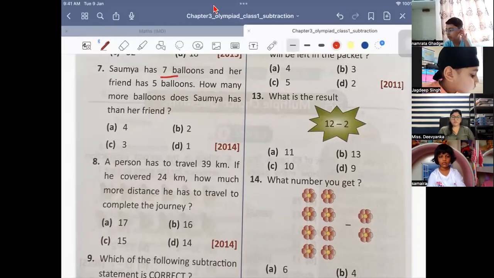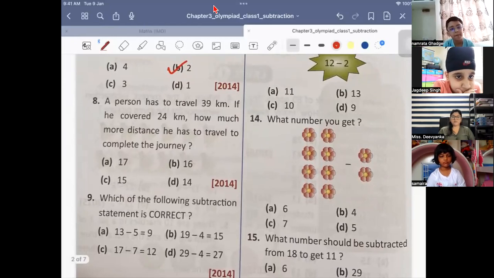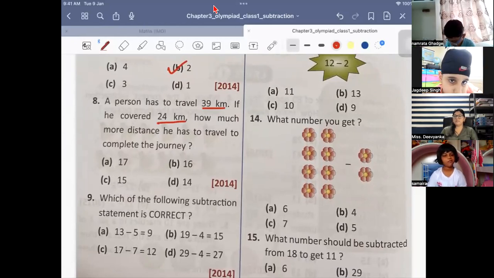Soumya has 7 balloons and her friend has 5 balloons. How many more does Soumya have? 2. 2 more. Number 8. A person has to travel 39 kilometers. If he covered 24 kilometers, how much more distance does he have to travel to complete the journey? Everyone do this and tell me the answer. Samaira, solve this one, darling, and give me the answer.